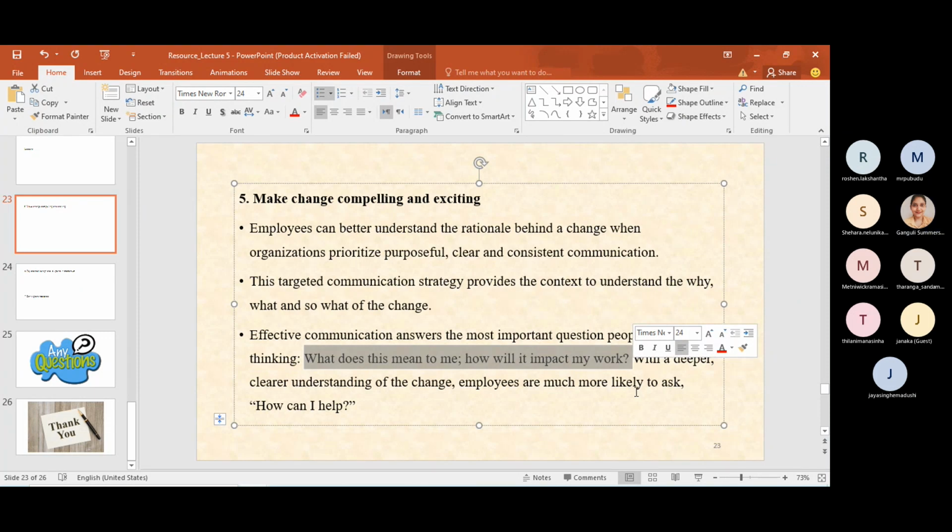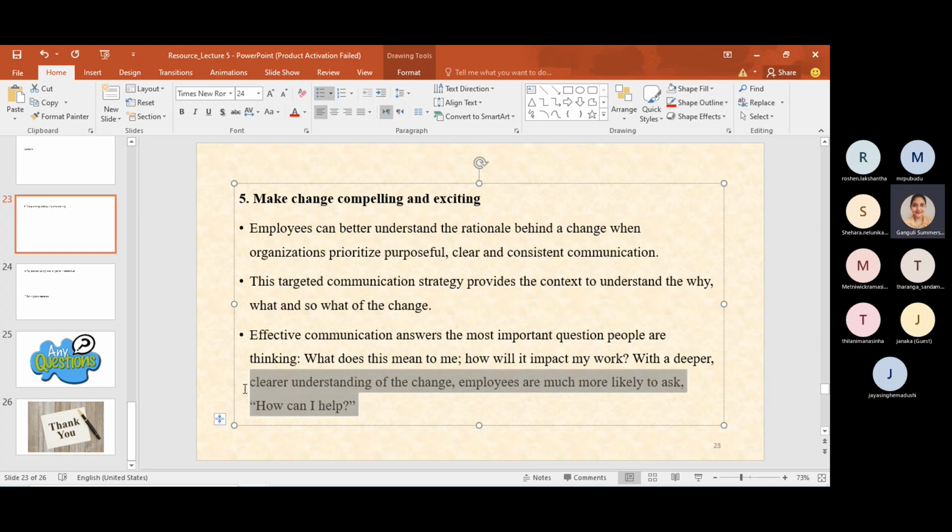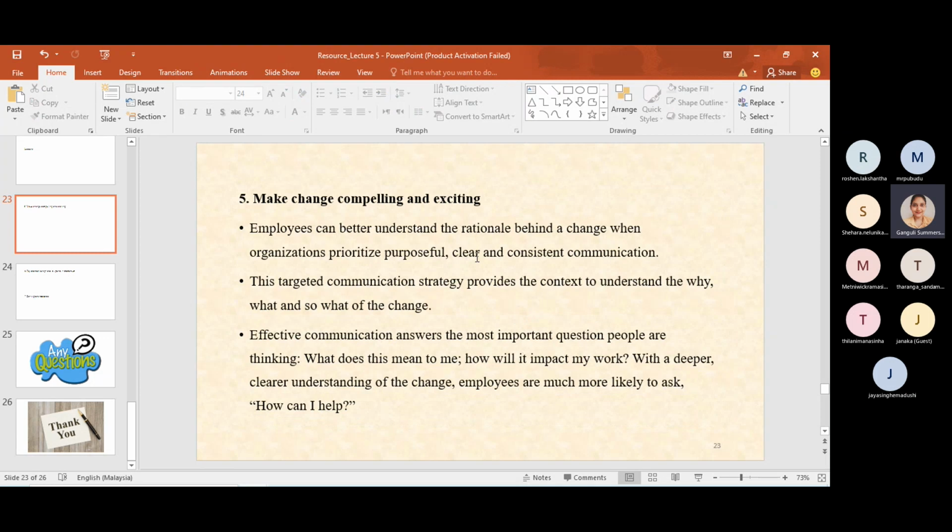So my manager or my leader told me that these are the good things and these are the advantages that I'm getting from this change. So I need to get these things, I need to contribute to this change. Okay, so how can I help? Okay, so yeah, so this is how you make a change exciting for your employees. Okay, so because when you make the change sound exciting, the employees will feel motivated and they will definitely contribute. They will give their best for the change.